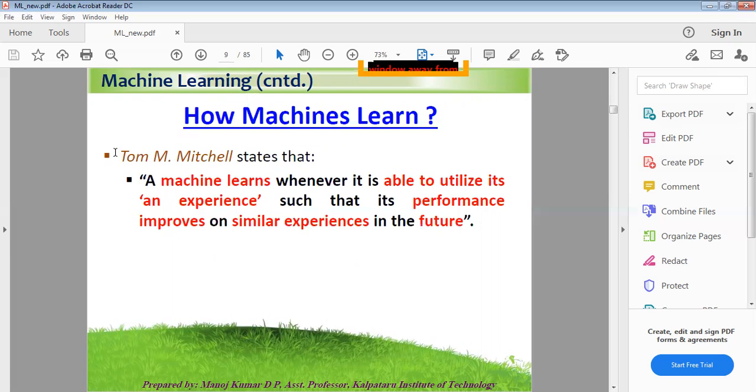So now, how does a machine learn? One of the books written on machine learning is by Tom M. Mitchell, the author of the machine learning book. A machine learns whenever it is able to utilize an experience such that its performance improves on similar experiences in future. So the machine will learn from an experience. You do some operation, and the result of that operation makes the machine learn something. Performance improves on similar experiences.